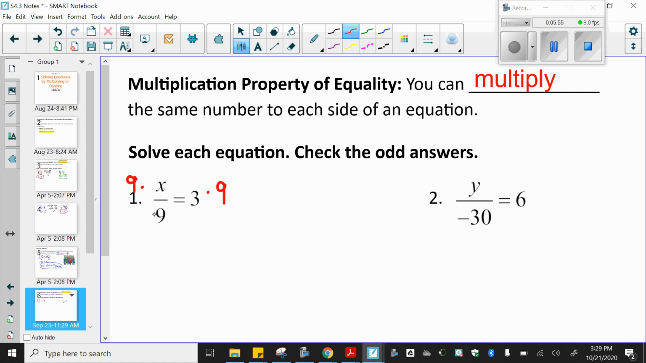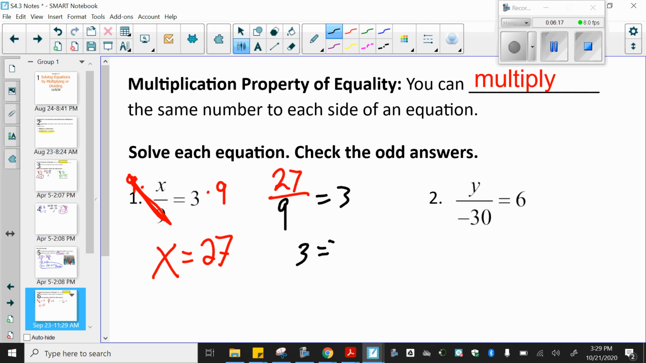Just like before, 9 times something divided by 9, the 9's cancel to leave just the letter. 3 times 9 makes 27. All right? If we check that, we're going to say 27 divided by 9 equals 3. 27 divided by 9 does actually equal 3. It checks out.